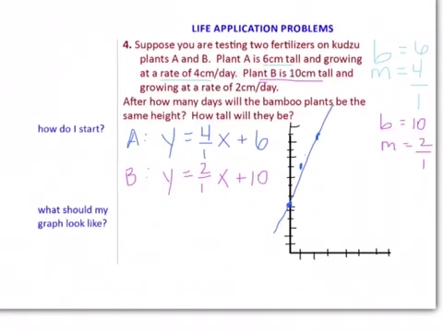So plant B, go up to 10, and that's where I begin. Well, plant B says that I go up 2 over 1, up 2 over 1. So it looks like they cross right here. And if I count, it looks like the solution is at 2, 14. That's where it looks like they cross. Well, to be 100% certain, get out your calculator.